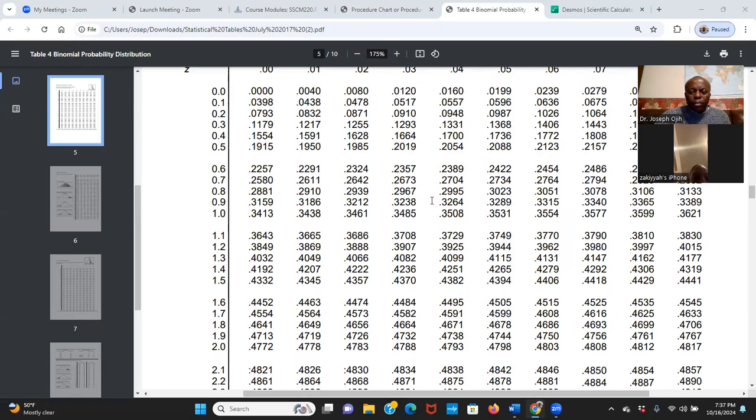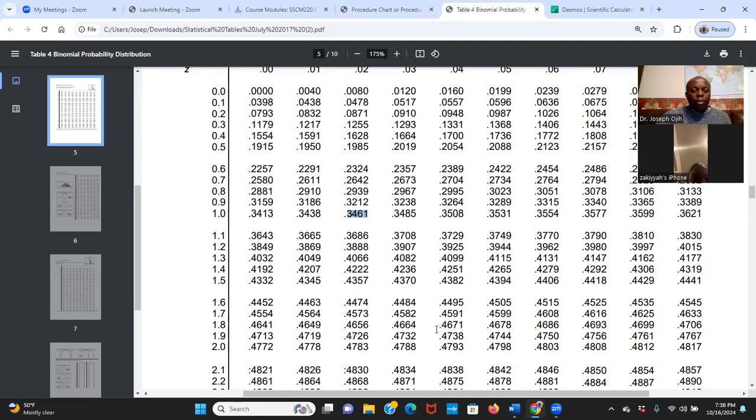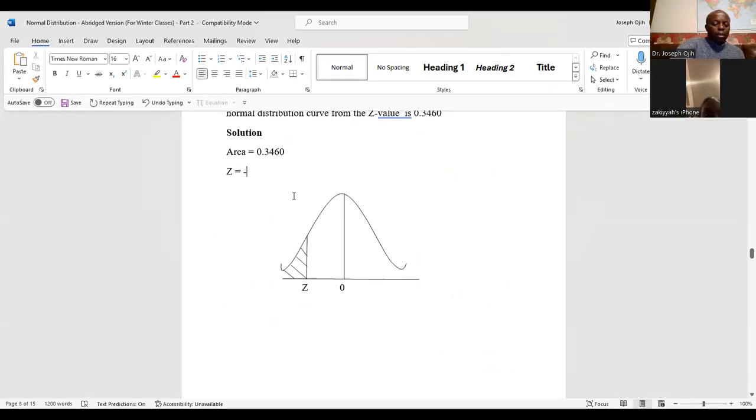I couldn't find 3460. But I found 3461. Next one I saw, 3438, is far away from 3460. 3485 is the closest to 3460, because it's only 1 point away. So we follow to the left, 1.0. Up 2, 1.02. So the answer is 1.02. Now, because it's on the left side, it will be a negative 1.02. So Z equals negative 1.02. Any question?